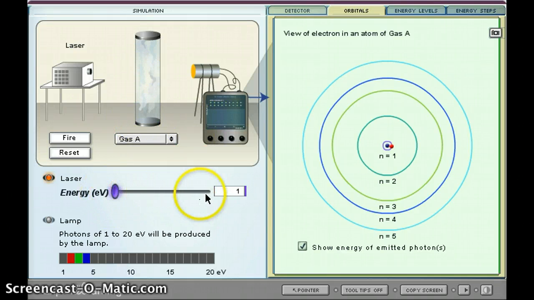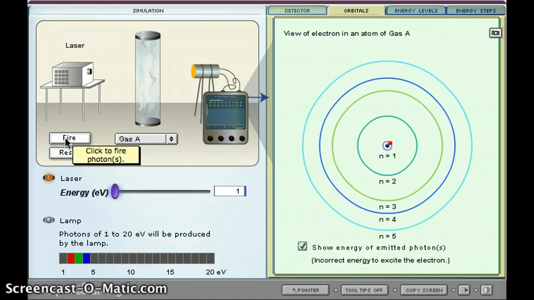There's a slider here so that we can change the amount of energy associated with the laser. And over here we have a model of the electrons in the atom. So that little red dot represents the electron, and the black circle in the center represents the nucleus. So I'm going to go ahead and fire the laser.